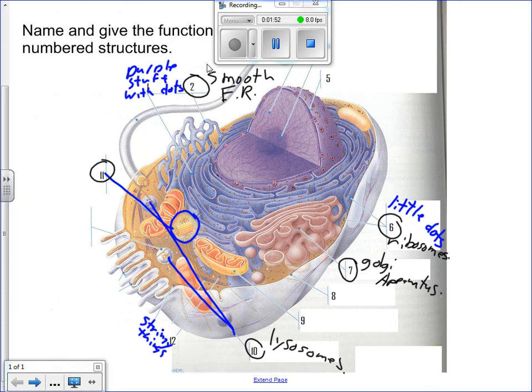All right, and number 11, same thing. It's only in an animal cell, because only animal cells need these. These are centrioles. And what do centrioles do? Yeah, that's good enough. If you said helps with cell division, that's really what they do.